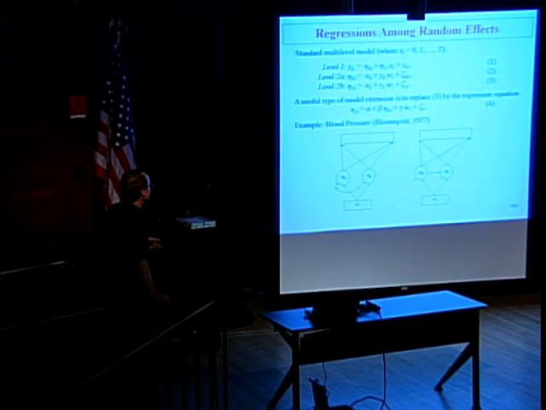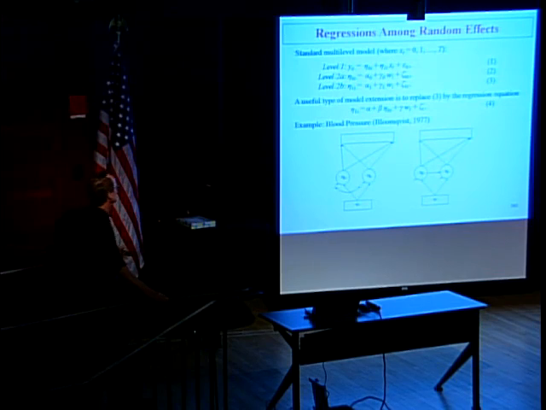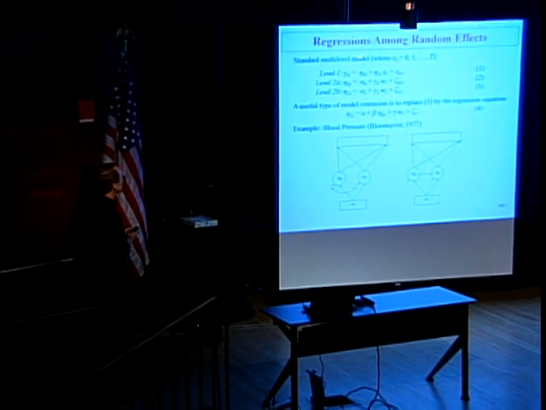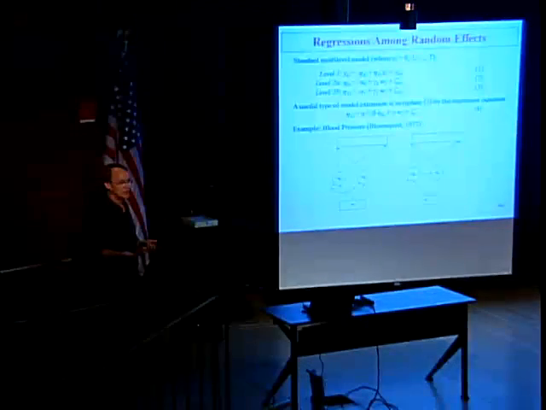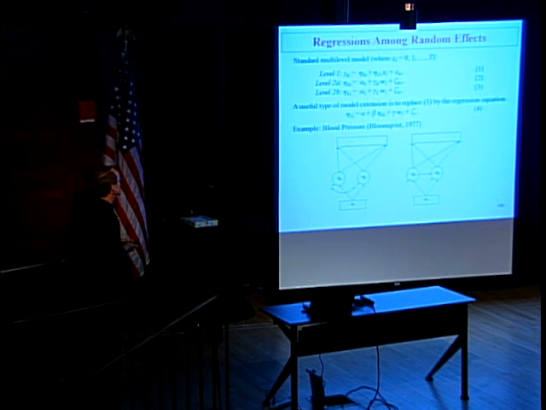But here it comes about in the context of regressions among random effects. The standard multi-level model looks like this. Level 1, how easy it seems now, right? 3:30 in the afternoon, whereas 8:30 in the morning, it was tough looking.